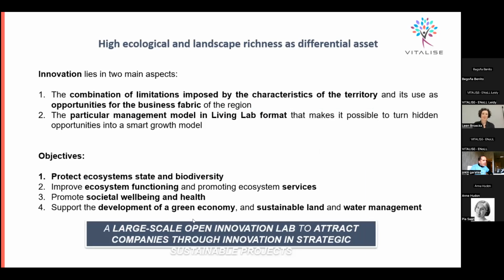So we have a high ecological and landscape richness and a differential asset, and the innovation lies in two main aspects. We have some limitations because we are a reserve of the biosphere, but we also have some opportunities. And the particular management model of the living lab format makes it possible to turn hidden opportunities into a smart growth model. So the objective is to protect the ecosystem state and the biodiversity, improve the ecosystem, promote social well-being and health. That is why we are in VITALISE. This is one of the reasons, and to support the development of the green economy and sustainable land and water management as well. So it is a large-scale open innovation lab to attract companies through innovation in some strategic fields. Next one, please.